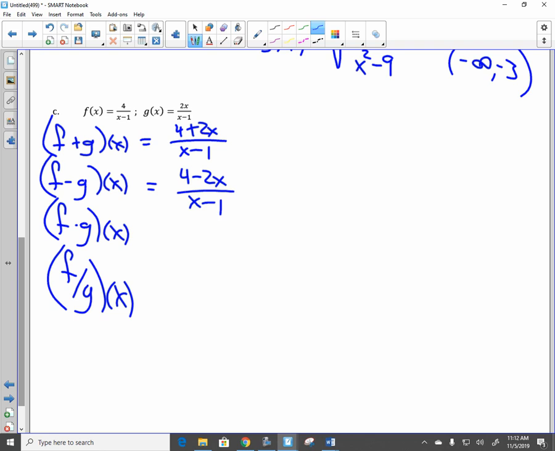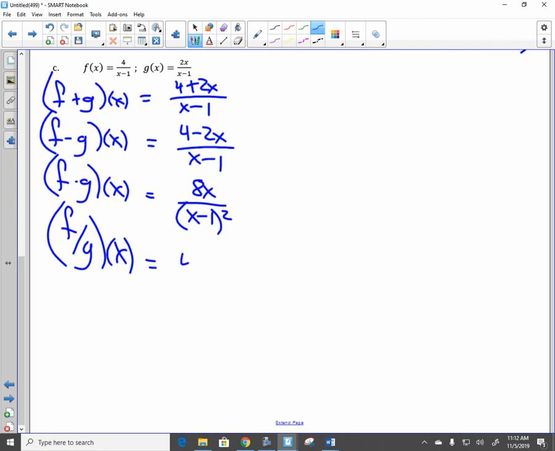How do we multiply fractions? Yep, straight across. And we get 8x over x minus 1 quantity squared. And how do we divide two fractions? Good. We multiply by the reciprocal. So as you see, 4 over x minus 1 divided by 2x over x minus 1. What we say is you multiply by x minus 1 over 2x. What will happen when we do that? The x minus 1's cancel, you get 4 over 2x. 4 over 2x will simplify to 2 over x.